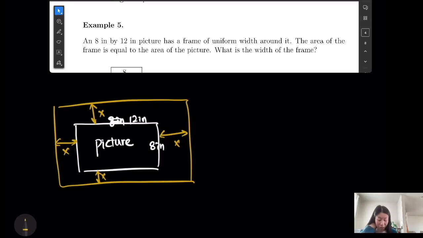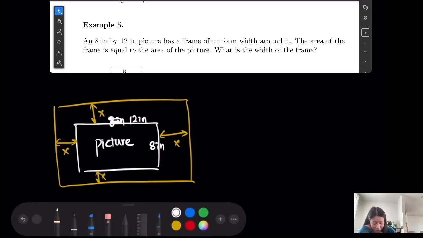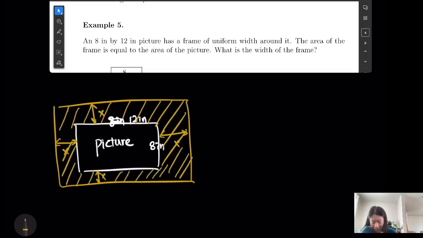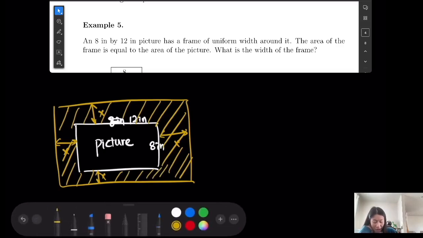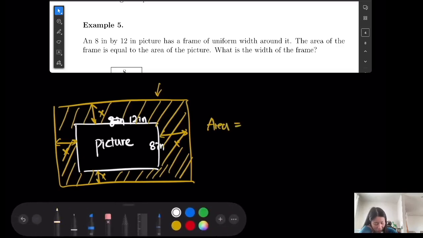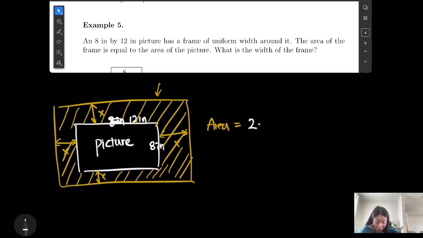And also, they give you very important information. The frame area, which is the highlighted yellow shaded part, is equal to the picture area. In this case, the total yellow area should equal 2 times, the double, of the picture area. Okay, so the picture area equals what? The picture area is equal to the length times the width of the picture, which is 12 times 8.